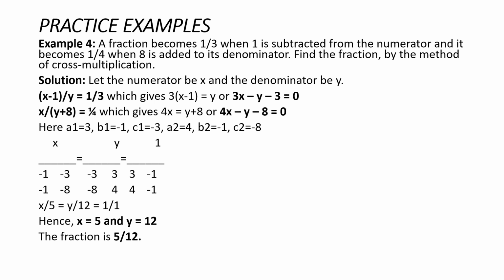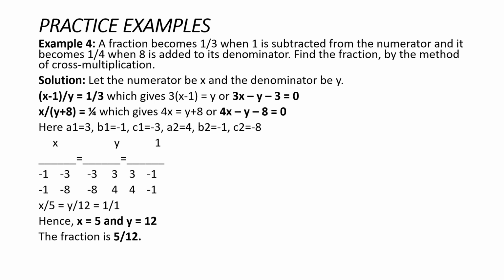So when 1 is subtracted from the numerator, means x minus 1, the fraction is x minus 1 upon y equal to 1 upon 3. Now this will give us 3x minus y minus 3 is equal to 0. Remember, you have to write it in the form of ax plus by plus c is equal to 0 for this method. Similarly, in the second case, it becomes 1 upon 4 when 8 is added to its denominator.